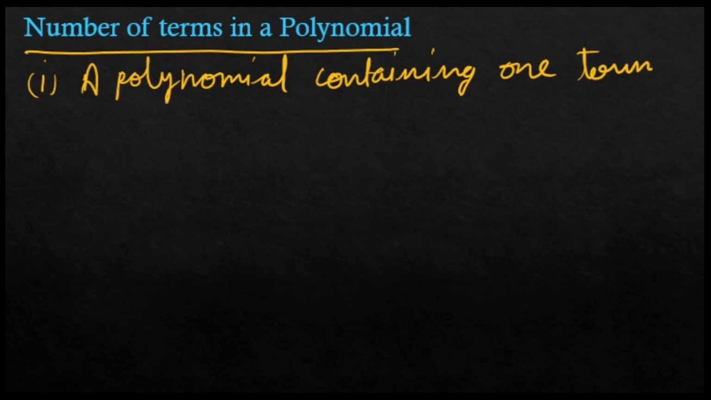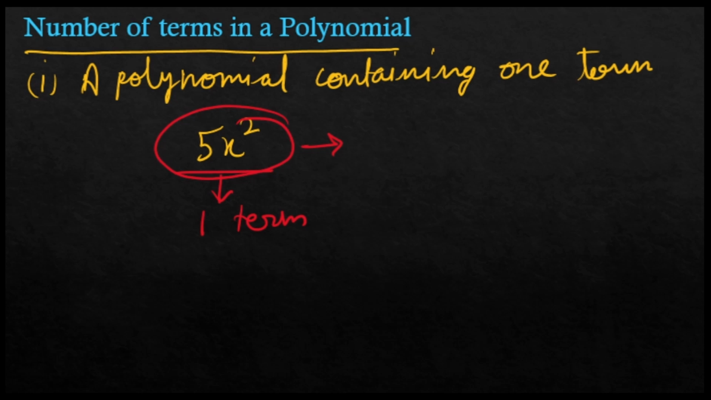Now we are going to learn about the number of terms in a polynomial. If a polynomial contains one term, for example 5x², what do you see here? Only a single term. So this is an example of a monomial.